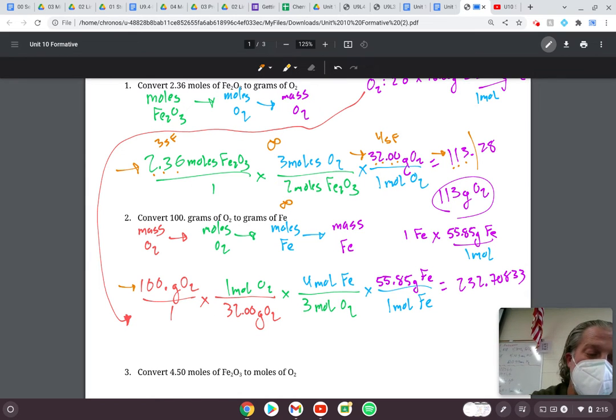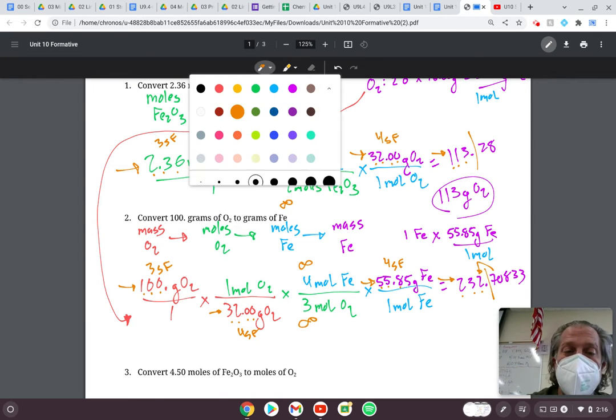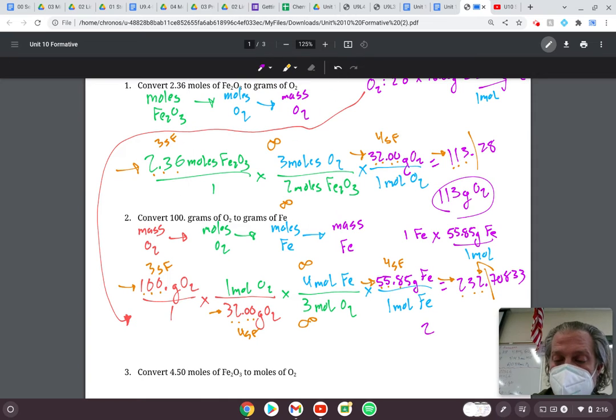So I draw my arrow here and count 1, 2, 3 sig figs. This arrow here gives me 1, 2, 3, 4 sig figs. These are both infinite sig figs. This arrow here tells me it's 1, 2, 3, 4 sig figs. So my final answer needs to have 3 sig figs, 1, 2, 3. This 7 will round that 2 up. So my final answer here is going to be 233 grams of iron.